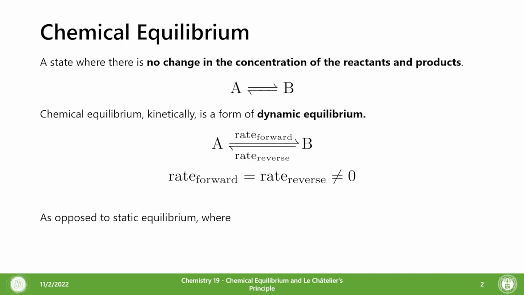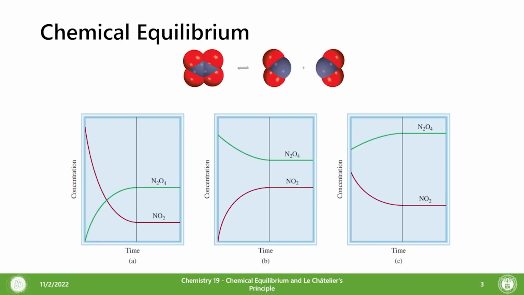Okay? But the rates are actually not equal to 0. So there are still reactions occurring, the forward and backward reactions. Because if they were equal to 0, then we would call this a static equilibrium. Okay? Which normally does not occur in chemical equilibrium. Okay? So this is an example.